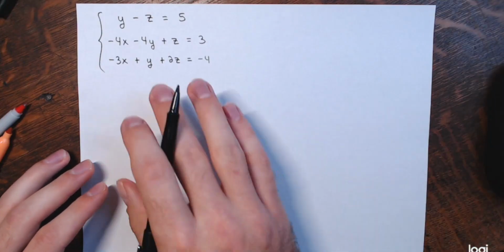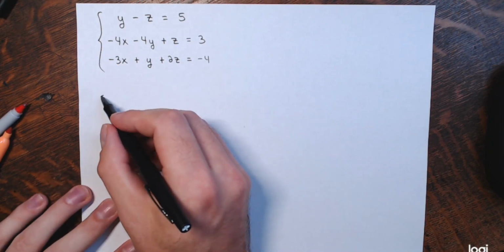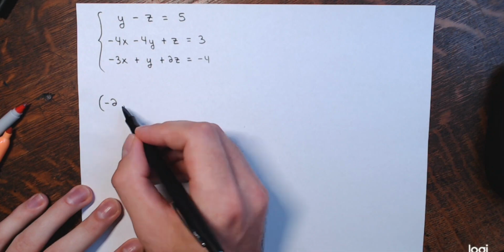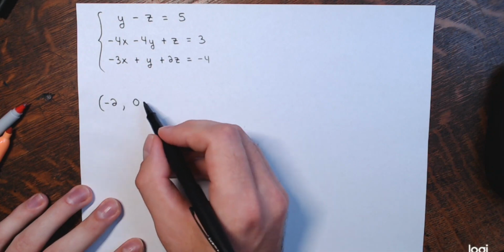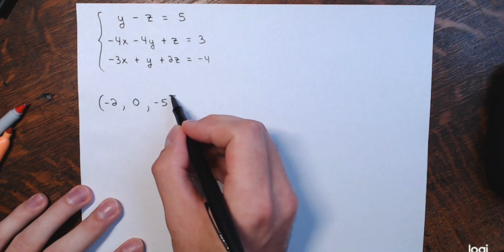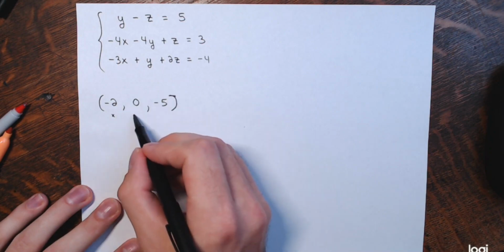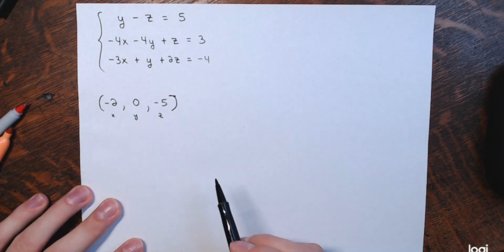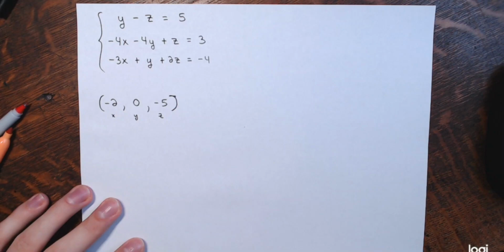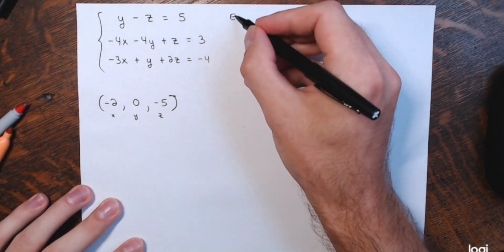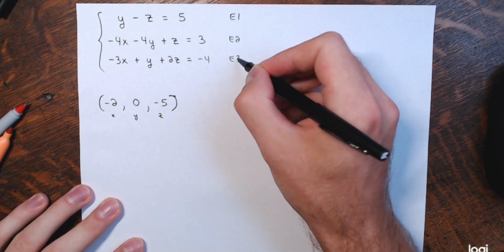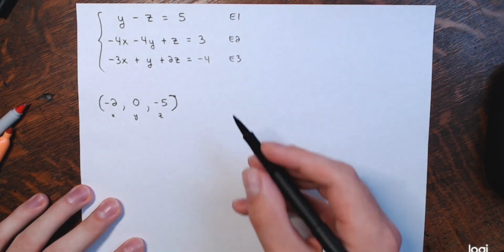Okay, so here's the system we're given, and we're asked, is the following ordered triple, -2 for the x, 0 for the y, and -5 for the z, right? And then again, remember that's x, y, z. Is that satisfying all the equations in the system? Right. All right, so once again, I'll call the top equation E1, E2, and then E3 for the equation 1, 2, and 3. And let's test it out, right?